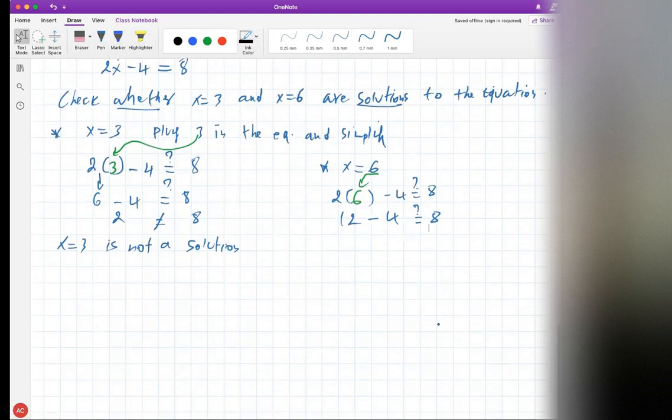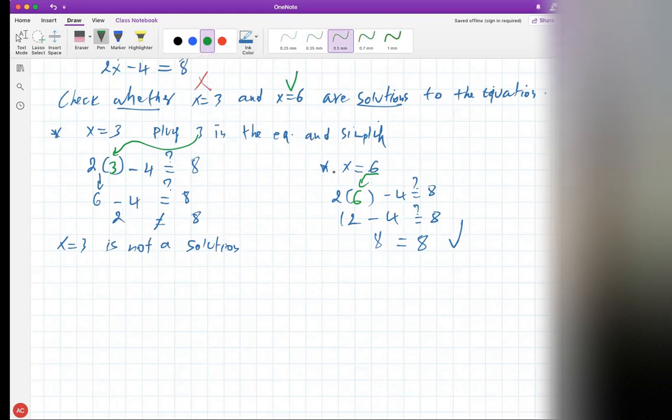Again, is it equal to 8? 12 take away 4 is 8. That's right. So 8 is equal to 8. So that's good. We say that the solution checks out. It works. So this is in fact a solution. This one is not a solution, but this one is.